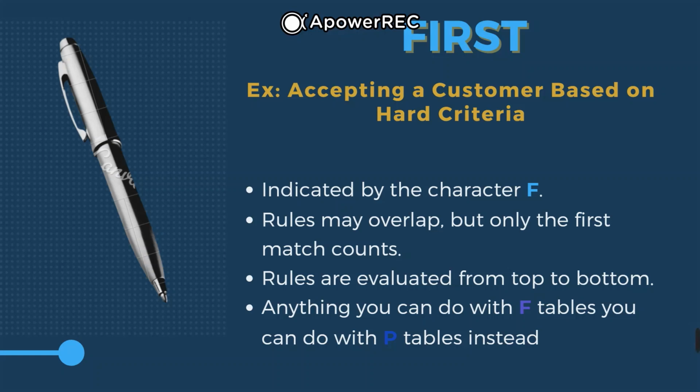Anything which you can do with the first hit tables, you can also do with the P tables, which are priority tables. However, the use of this hit policy is not recommended because it introduces other dependencies between the rules, which means that the decision tables do not offer a clear overview of the decision logic and are often hard to validate.